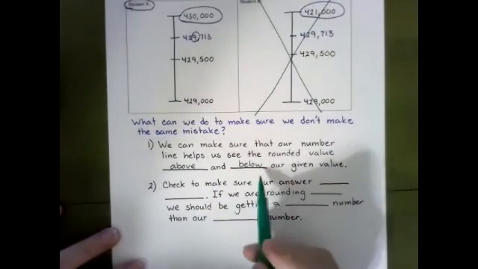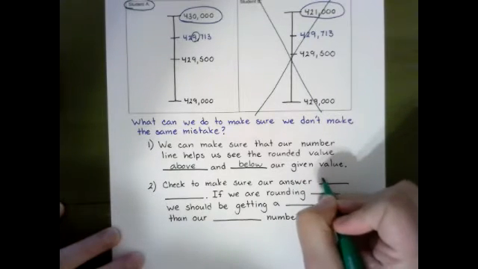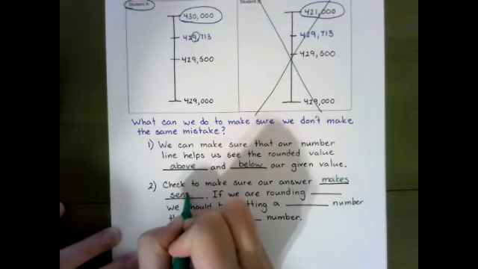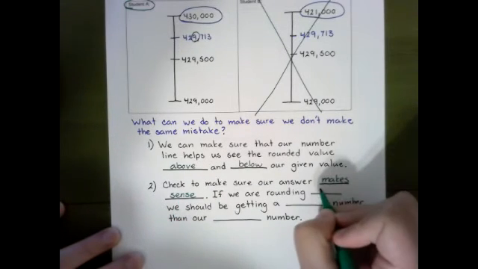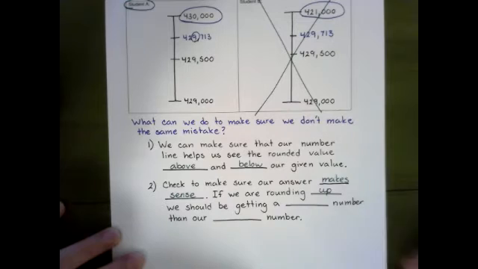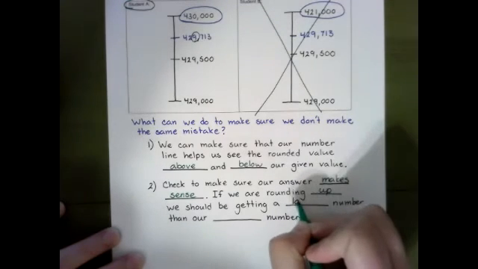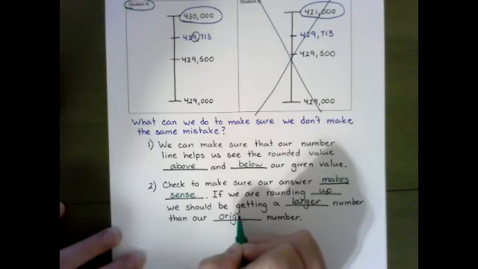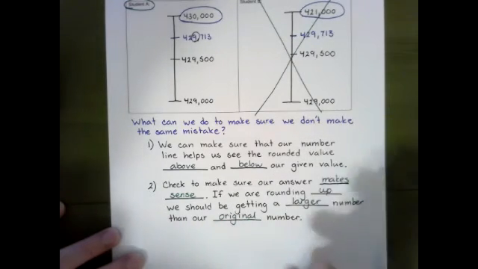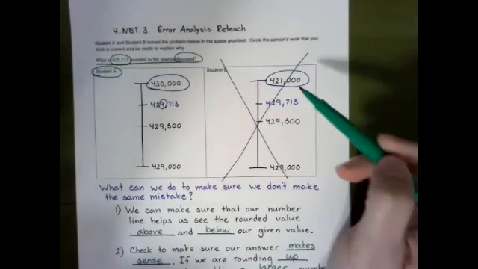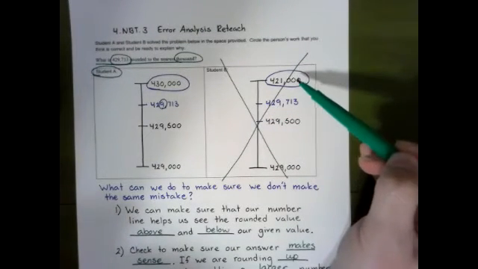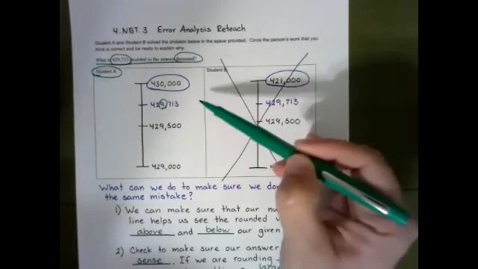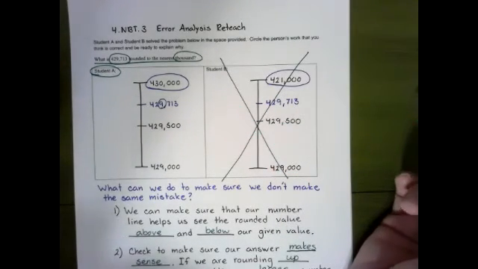We can also check to make sure our answer makes sense. If we are rounding up, we should be getting a larger number than our original number. In this case, if you look at student B, they rounded up. However, their rounded number was actually lower than their original number. That's what makes student A more correct in this case.